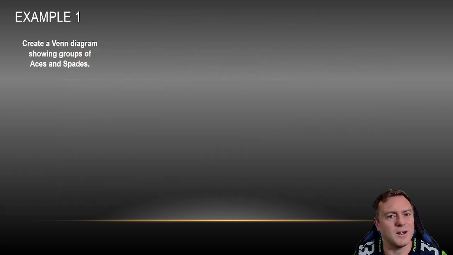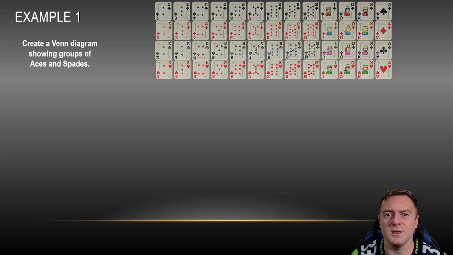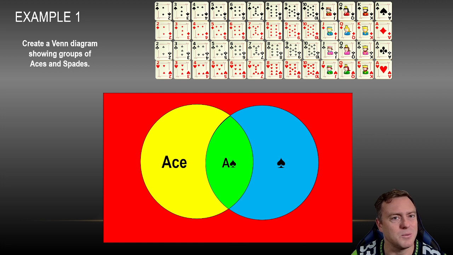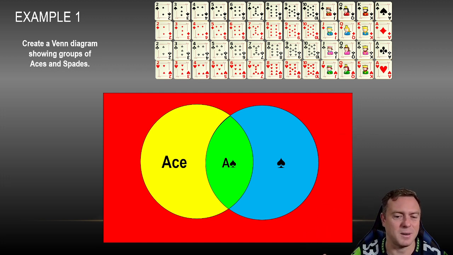So how do you create a Venn diagram? If we wanted to look at all the aces and spades, we're going to make one circle showing all the aces, and then one circle showing all the spades. So here's all the cards that we have available. If you think of the Venn diagram, this is what it would look like. So you have the yellow and the green area that represent the aces, and then the blue and the green area that represents all the spades. So you should see the green area is the overlap, and then that red area outside is anything that isn't part of it.